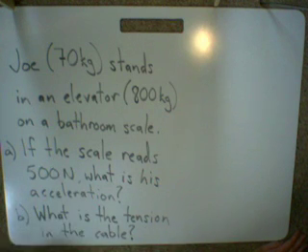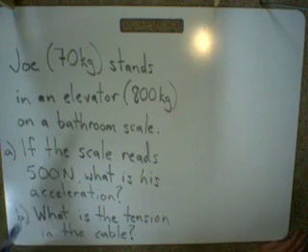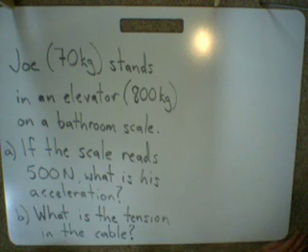The first part is the scale reads 500 newtons, and we want to figure out what is Joe's acceleration if the scale is going to read 500 newtons. And then part B is going to be what is the tension in the cable for the elevator. So we're going to do part A first.